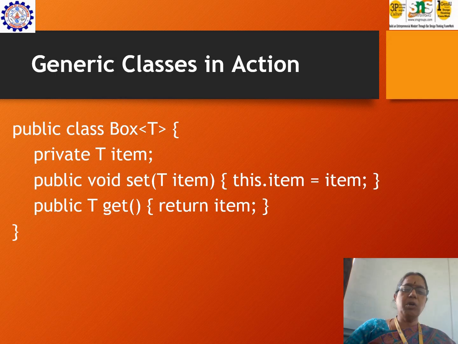Public class Box<T>. Inside the class we have a private T item. We have a method called set which gets an item of type T, and we have what is called the get method, which returns the item which is accepted. Now here T can accept an item of any type as per the program demands.